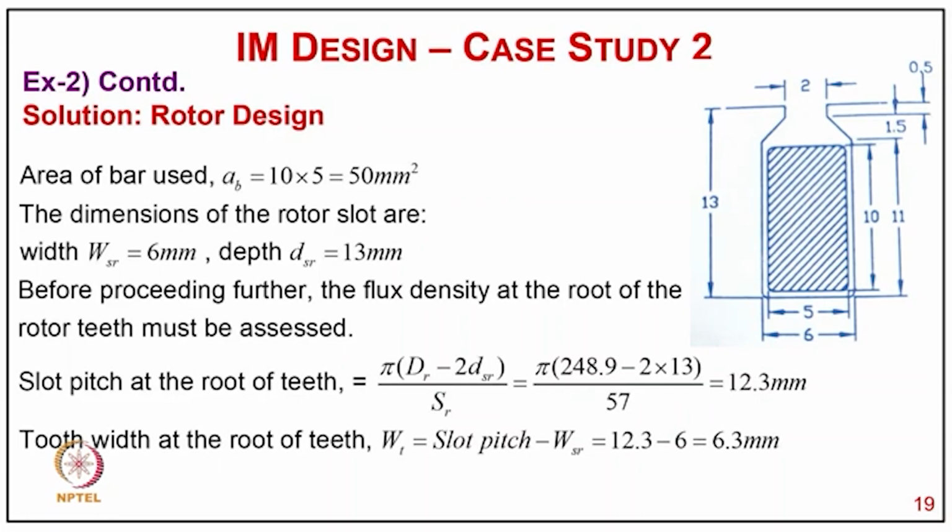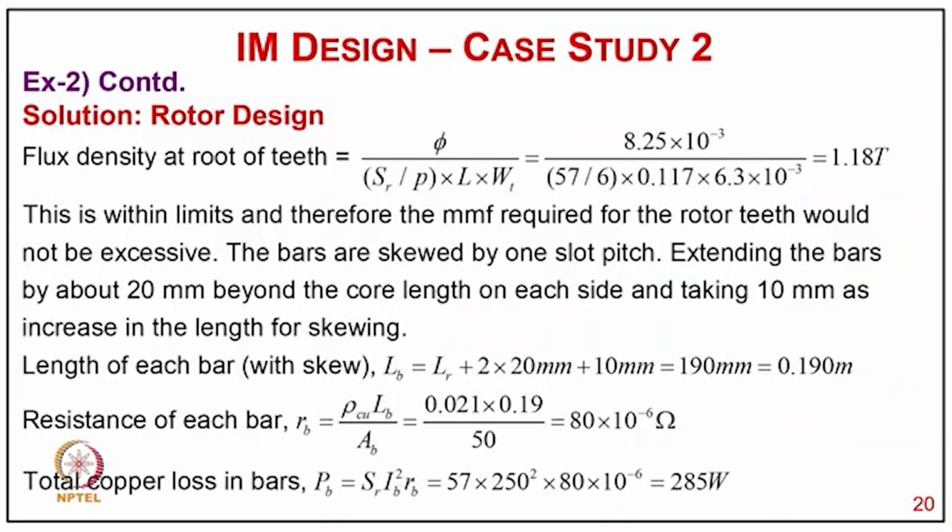The slot pitch at the root equals pi into Dr minus 2 DSR upon SR. Putting in the values, it comes to 12.3 millimeter, and the tooth width at the root of the teeth is W2 equals slot pitch minus WSR, so it comes to 6.3 millimeter. Now the flux density at the root of the teeth is pi upon SR upon P into L into W2, so it comes to around 1.18 Tesla. This is within the limit, and therefore the MMF required for the rotor teeth will not be excessive. The bars are skewed by one slot pitch.